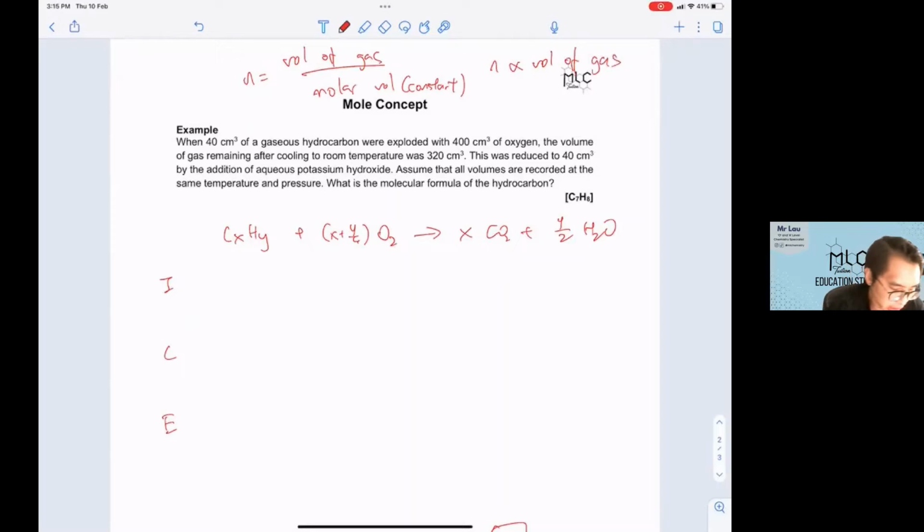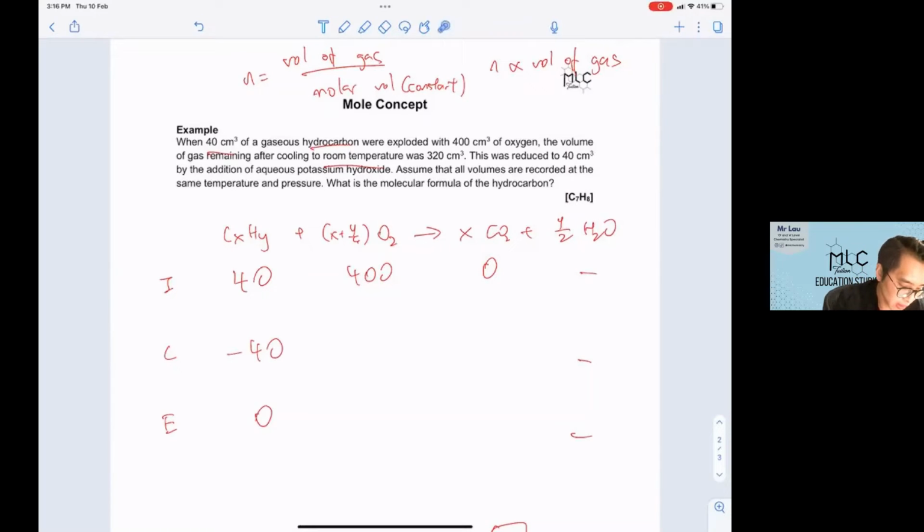So let's read the question. There's 40 cm3 of gaseous hydrocarbon, so I'll put 40 here. There's 400 cm3 of oxygen. Okay, at the start, I have not burned anything, so CO2 will be 0. At room temperature and pressure, water will be liquid, so I will ignore it. The gaseous hydrocarbon will be a limiting reagent, so this will be -40 and this will be 0.